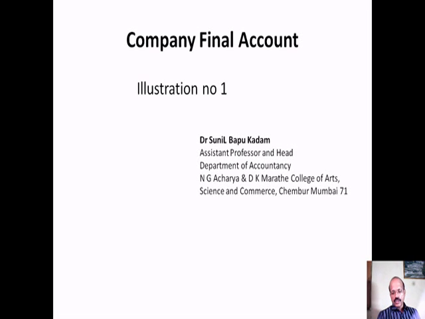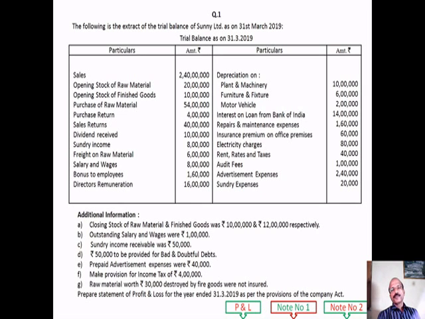Let me tell you friends, on a company final account, there can be three types of sums asked in a question in exam. The first type where only profit and loss account needed to prepare. Second one where only balance sheet can be asked. And third where both can be asked, profit and loss account as well as balance sheet. But today we are going to solve such sum where only profit and loss account is to be prepared.